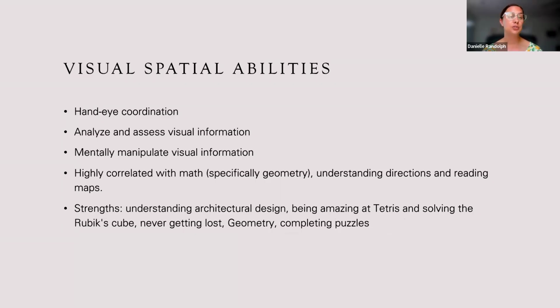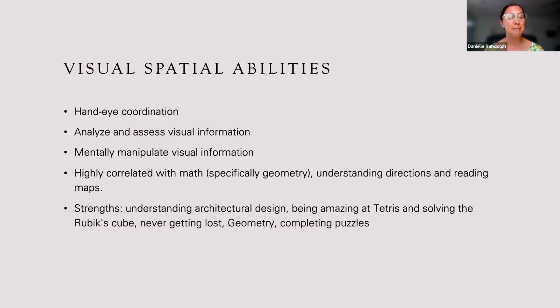But my kids have a really strong visual spatial skill, being able to see something and then recreate it with Legos or building blocks. I don't have that skill, but a lot of my kids have that great innate ability. But analyzing and assessing visual information is another great skill that individuals have if they have strong visual spatial abilities. So again, being able to see something visually and then taking it apart and putting it back together. So that mental manipulation. This is highly correlated with math, especially geometry, which again, I'm not so great at because my visual spatial skills were not strong.